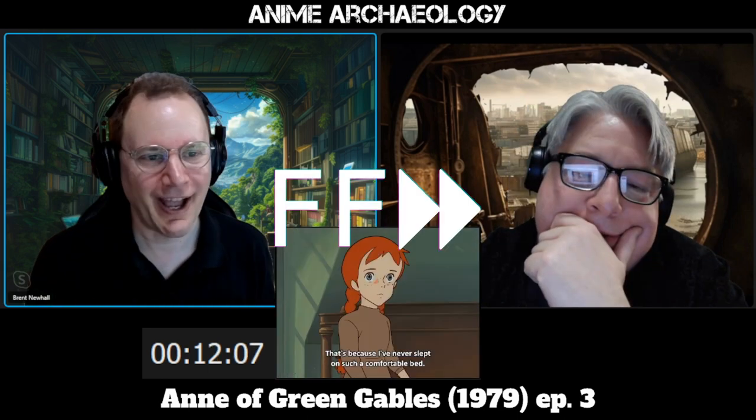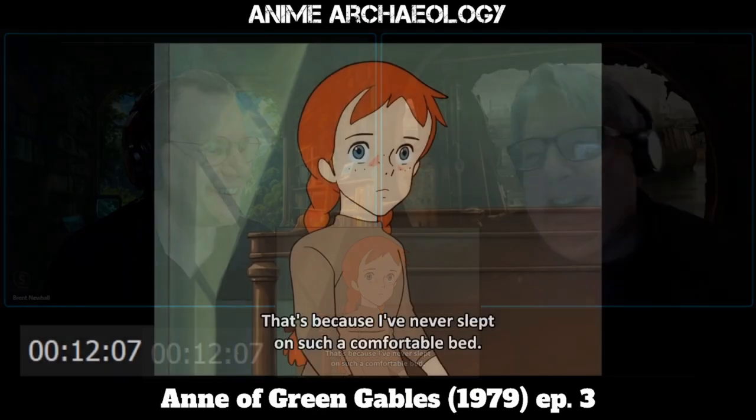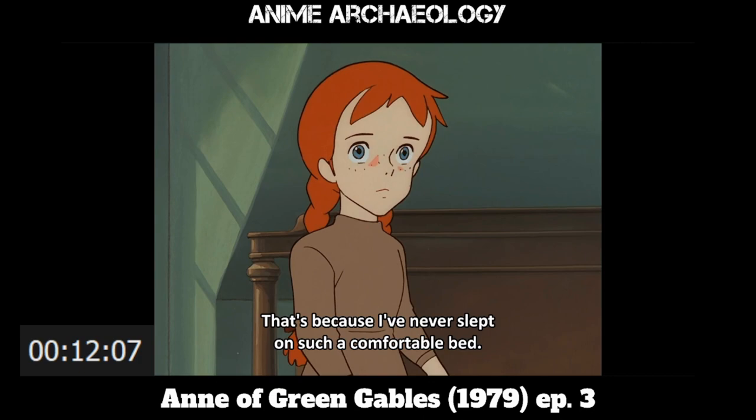Okay. A knife. God, does it have to be a serrated blade, too? God, this is a reuse of animation. This is the exact same shot as when she came down for the morning.